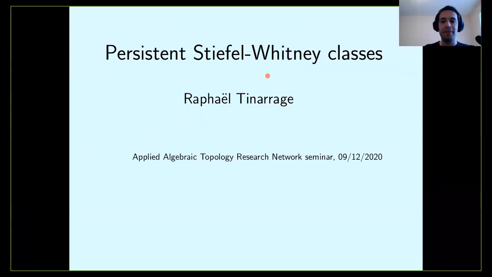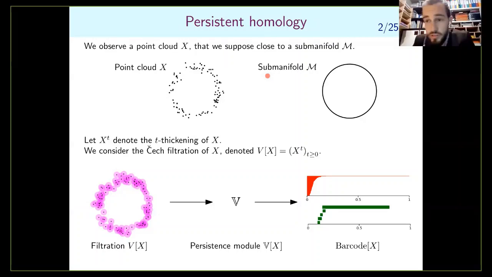So let's start with persistent homology. All of this is based on persistent homology. And I like to present persistent homology like that. You have a point cloud X that comes from a scientific experiment or any acquisition of data. And you suppose that this point cloud X is sampled near to some submanifold. So I denote the point cloud X and the underlying submanifold M. Here it is a circle.